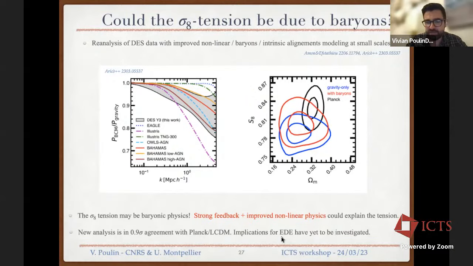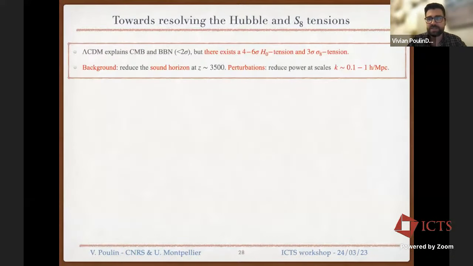And this, of course, would have implications for whether these early universe models are in tension with this measurement that have yet to be investigated. So this is my conclusions.